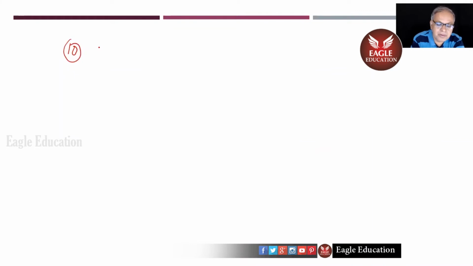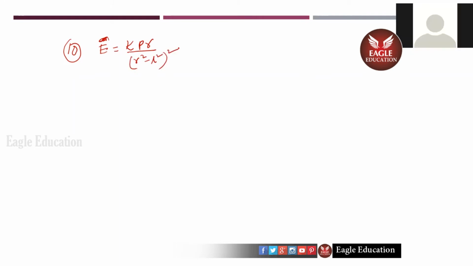Now, E on the axis of a dipole. Tell me the formula. No one is telling. That means the formulas also are not becoming all right with you. If I write mod E equals KPR by R square minus L square whole square, is it correct? Sir, 2 kPr. Yes, 2 kPr.